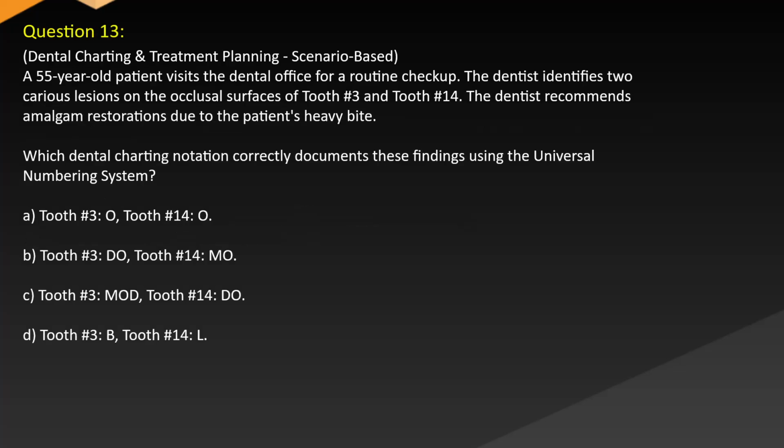Question 13. Dental charting and treatment planning. Scenario-based. A 55-year-old patient visits the dental office for a routine checkup. The dentist identifies two carious lesions on the occlusal surfaces of tooth number 3 and tooth number 14. The dentist recommends amalgam restorations due to the patient's heavy bite. Which dental charting notation correctly documents these findings using the universal numbering system?